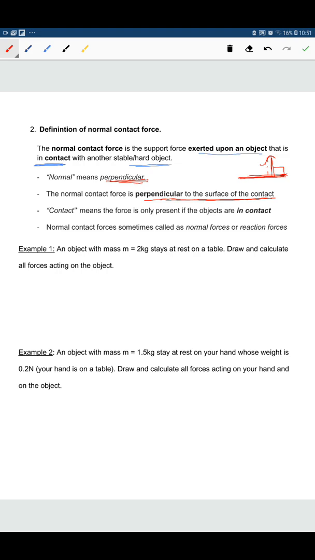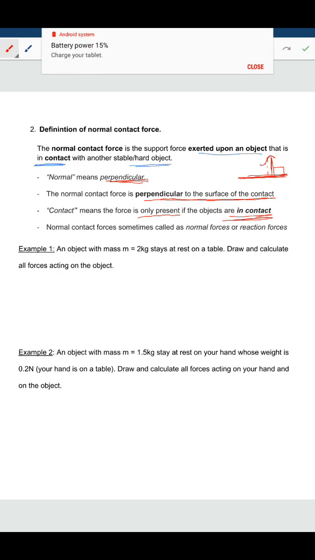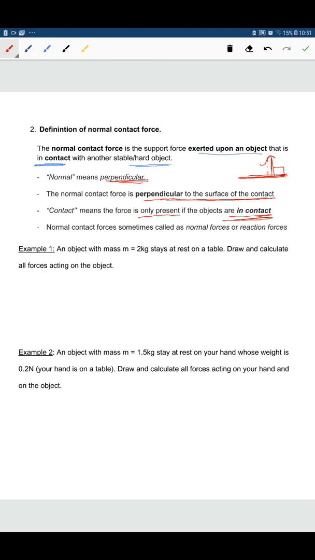Contact in this definition means the force is only present if the objects are in contact. And sometimes the normal contact force is referred to as normal force or reaction force. Now we look at a couple of examples just to demonstrate the normal contact force on a diagram.